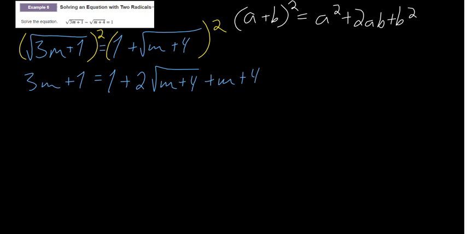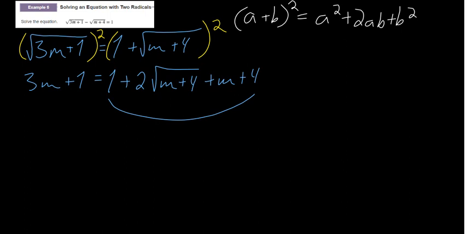Okay, and then like I said, we're going to have to isolate that second radical. So let's just put all these on the left side all in one manner, right? So this 1 and this 4 is a 5. We're going to subtract 5 from both sides, and we're going to subtract m from both sides.